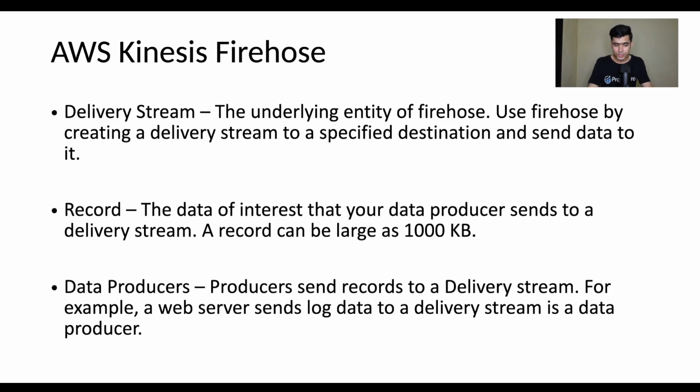Third thing is data producer. A producer sends records to a delivery stream. For example, a web server that sends logs to a delivery stream is a data producer. So there are basically two things. One is a consumer and one is a producer. A producer system is basically one that produces some kind of data such as sensors, a website log, or any event that has happened on the website. A consumer is basically someone who consumes that data and processes it.